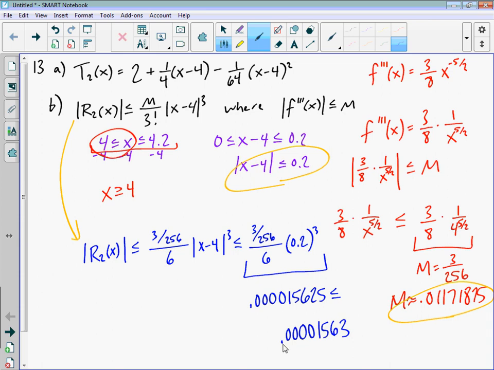So, questions at all? The book just left it like this because apparently that's the exact answer. It wasn't rounded at the end. If you're not sure if it's rounded at the end, just round it up slightly. Okay.